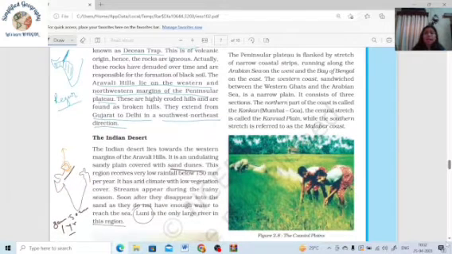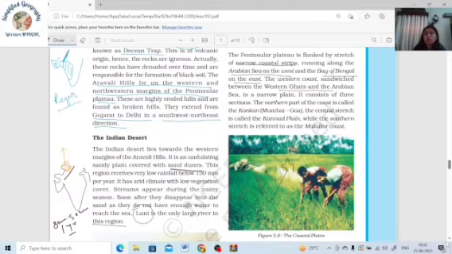Peninsular Plateau is flanked by a narrow coastal strip running along the Arabian Sea on the west and the Bay of Bengal on the east. Coastal plains, or the western coast, are sandwiched between the Western Ghats and the Arabian Sea. That means here is the Arabian Sea, here is the Western Ghats, and this is the Western Coastal Plain. In between the Arabian Sea and the Western Ghats, the Western Coastal Plains lie, and it is a narrow plain. It consists of three sections.